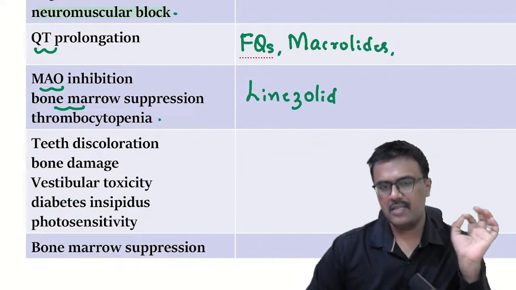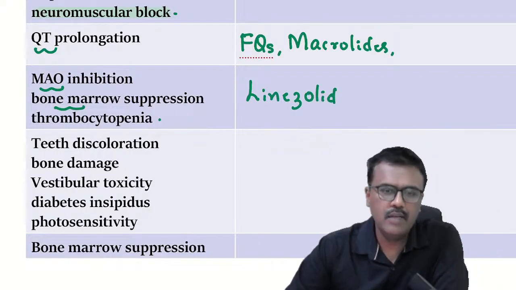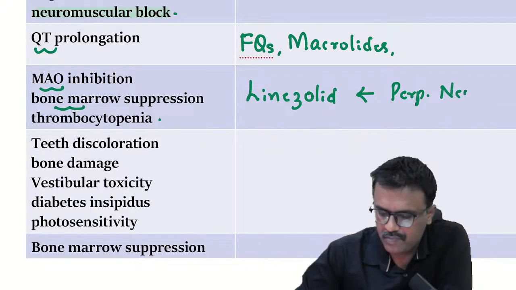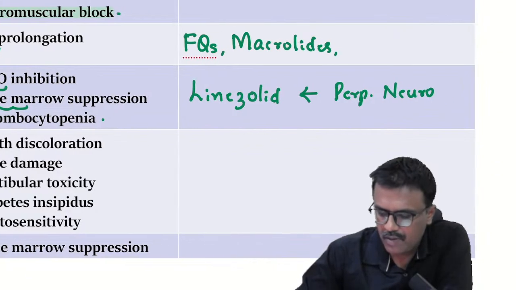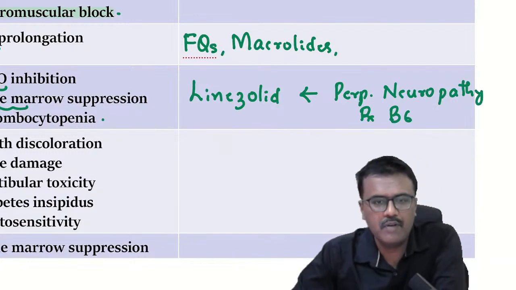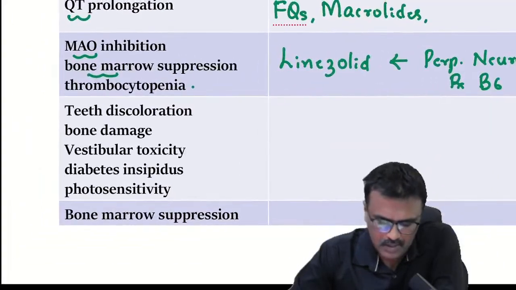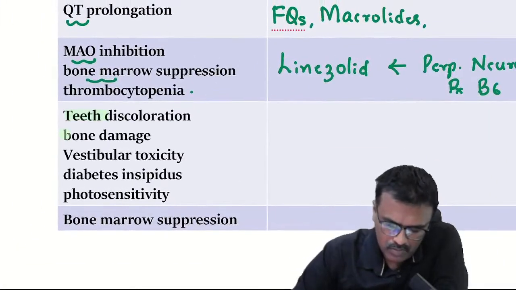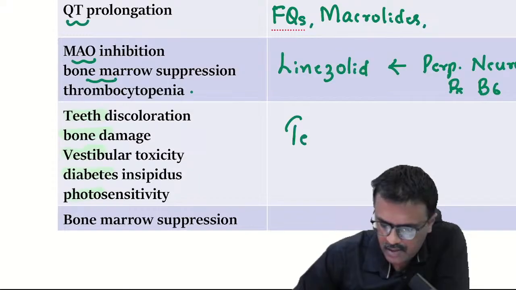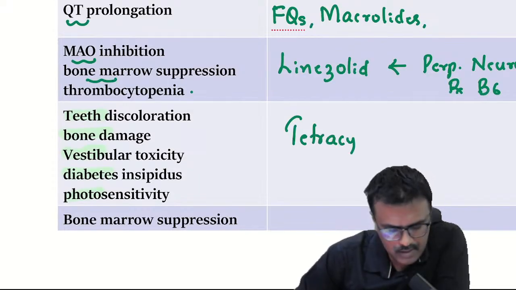Linezolid will be tested because it's a drug nowadays for drug-resistant TB, and linezolid is also going to cause peripheral neuropathy. And how do you manage that? We give B6 to manage peripheral neuropathy. The teeth damage, bone damage, vestibular damage, and diabetes insipidus, photosensitivity, it is mainly by our tetracyclines.